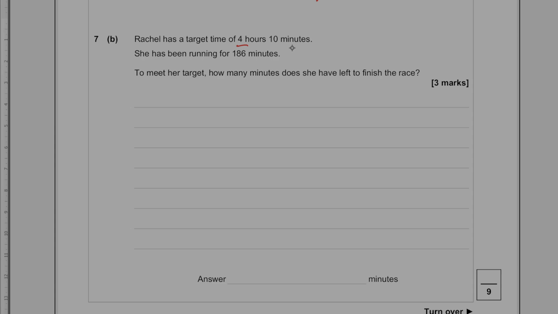Okay, so I'm going to convert this into minutes. So I'm going to say 4 times by 60, because there are 60 minutes in an hour, plus 10. So 4 times 6 is 24, so 4 times 60 is 240, plus 10. So she's got a target time of 250 minutes. So we need to work out how many minutes she's got left over. So 250 minus 186.